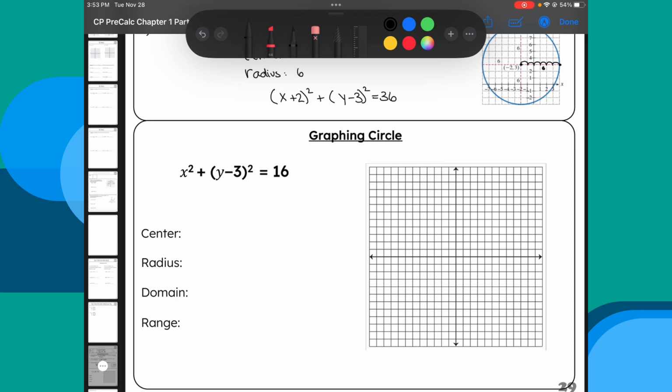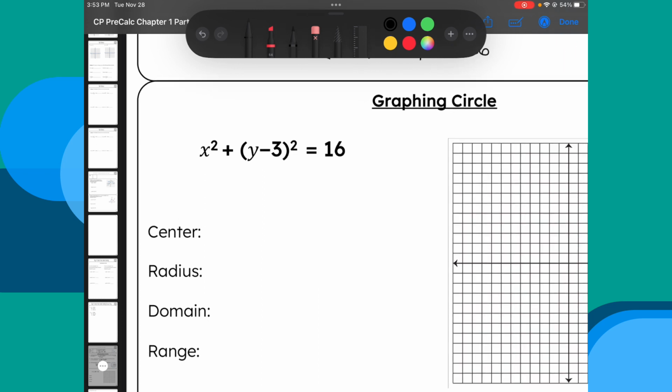All right, here we're given the equation, and we need to work backwards to get the information that we need. Here our h value is going to be 0, because there's no number here with x. Then our k value is going to be 3. Notice that it's like the opposite. Our radius is going to be the square root of 16, which is 4. This is r squared, so to get back to r, we have to square root it.